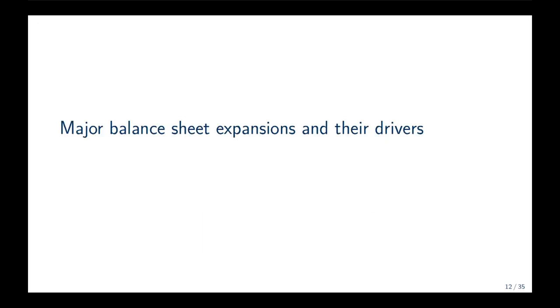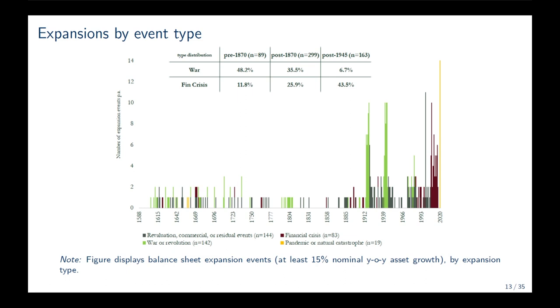Okay, major balance sheet expansions and their drivers. What you see here are expansions by event type, and expansions are defined as 15% nominal year-on-year asset growth. We could do this with 20% or 30%. It wouldn't change the basic message of this chart, which is that balance sheet expansions over time have shifted from war times, from government finance in terms of emergency, to what you see out here in red, and then there's some natural disaster as well, which is mainly a financial crisis intervention type.